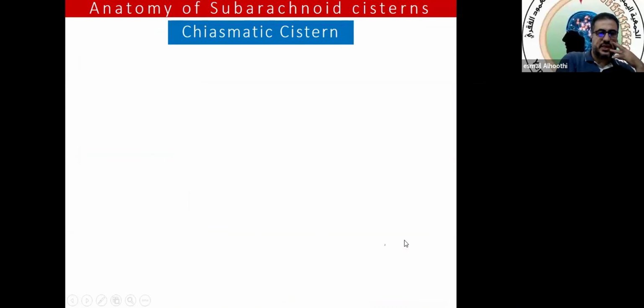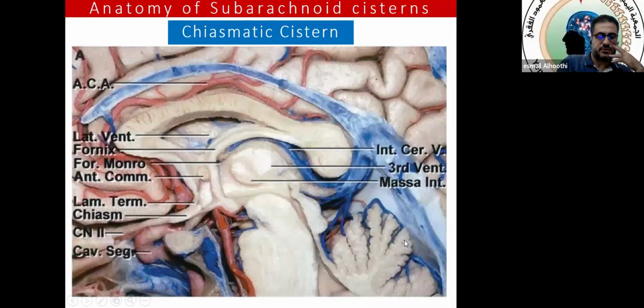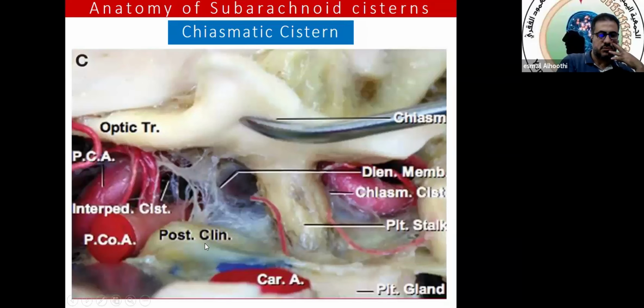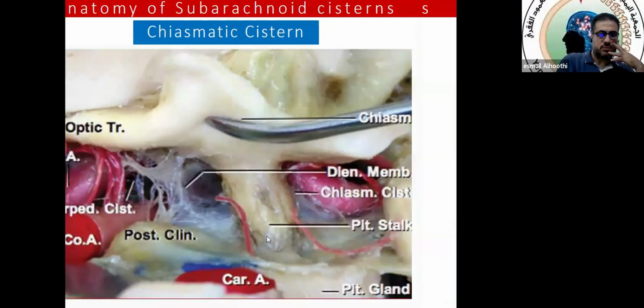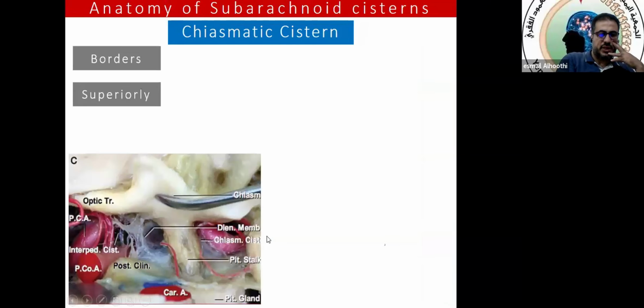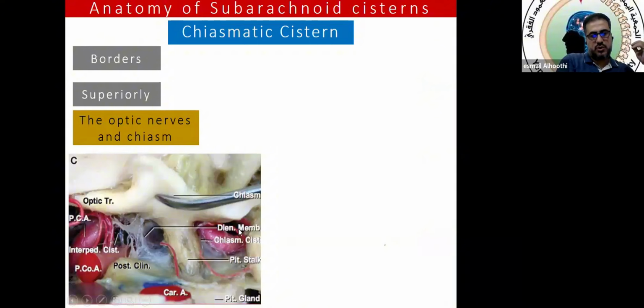The next cistern is the chiasmatic cistern. It's located just medial to the carotid cistern. It's bounded superiorly by the optic nerves and chiasm. It makes the roof of this cistern, both the optic nerves here anteriorly and the chiasm, and it's located here.